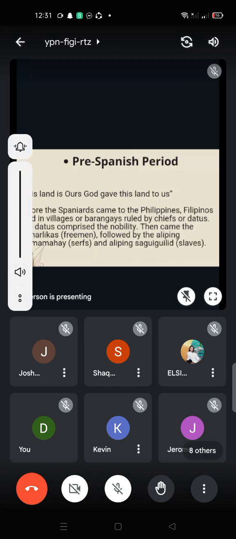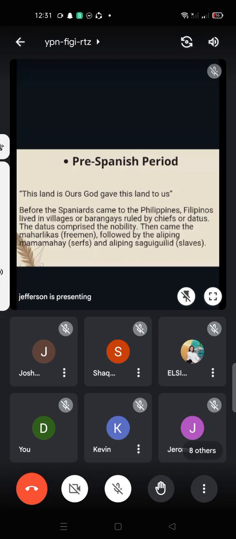Tala, lato. Pwede na type na ano mo pre.